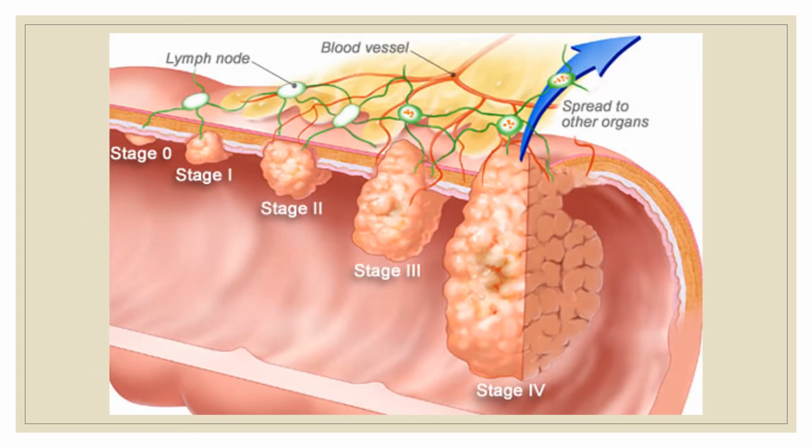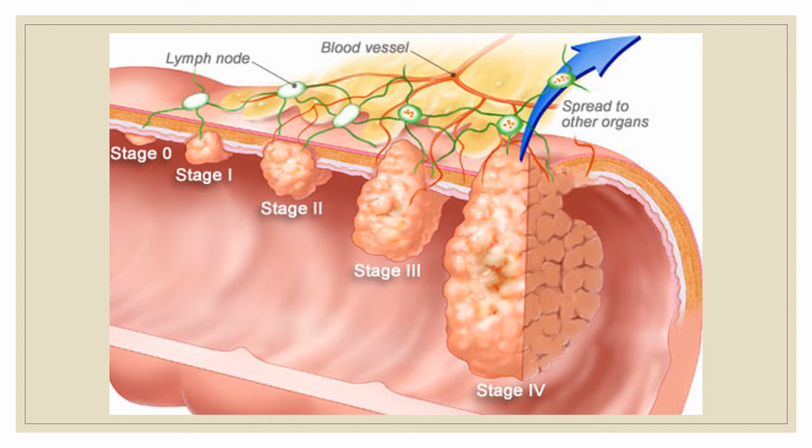I feel this is a pretty helpful diagram of the staging of colon cancer. If we're looking at stage 0 here, cancer has not grown beyond the mucosal layer of the colon. So it's within the colon. It hasn't grown into the wall yet.